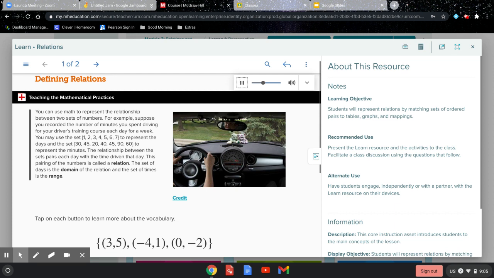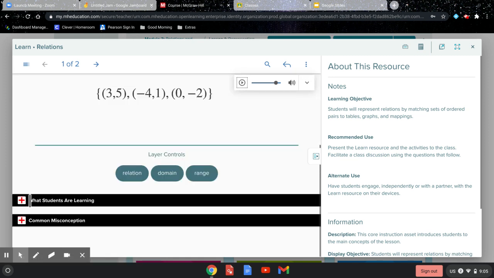The relationship between the sets pairs each day with the time driven that day. This pairing of the numbers is called a relation. The set of days is the domain of the relation and the set of times is the range.